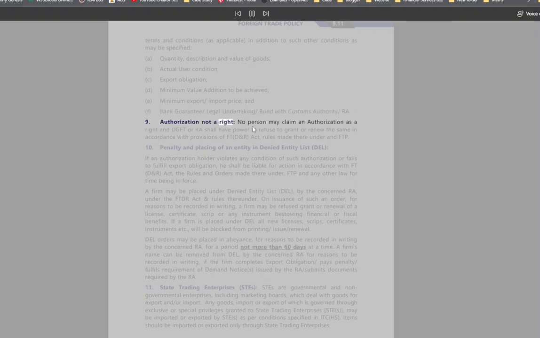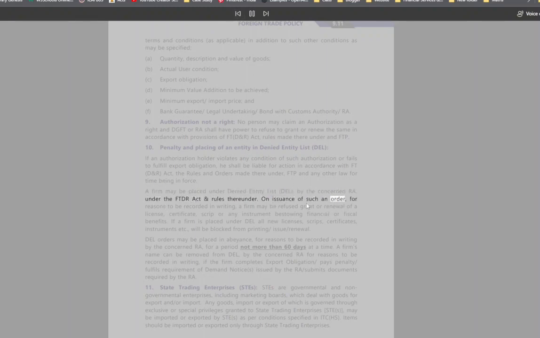9. Authorization not a right. No person may claim an authorization as a right, and DGFT or RA shall have power to refuse to grant or renew the same in accordance with provisions of FT-DNR Act, rules made thereunder, and FTP. 10. Penalty in placing of an entity in denied entity list, DEL. A firm may be placed under denied entity list, DEL, by the concerned RA under the FTDR Act and rules thereunder.